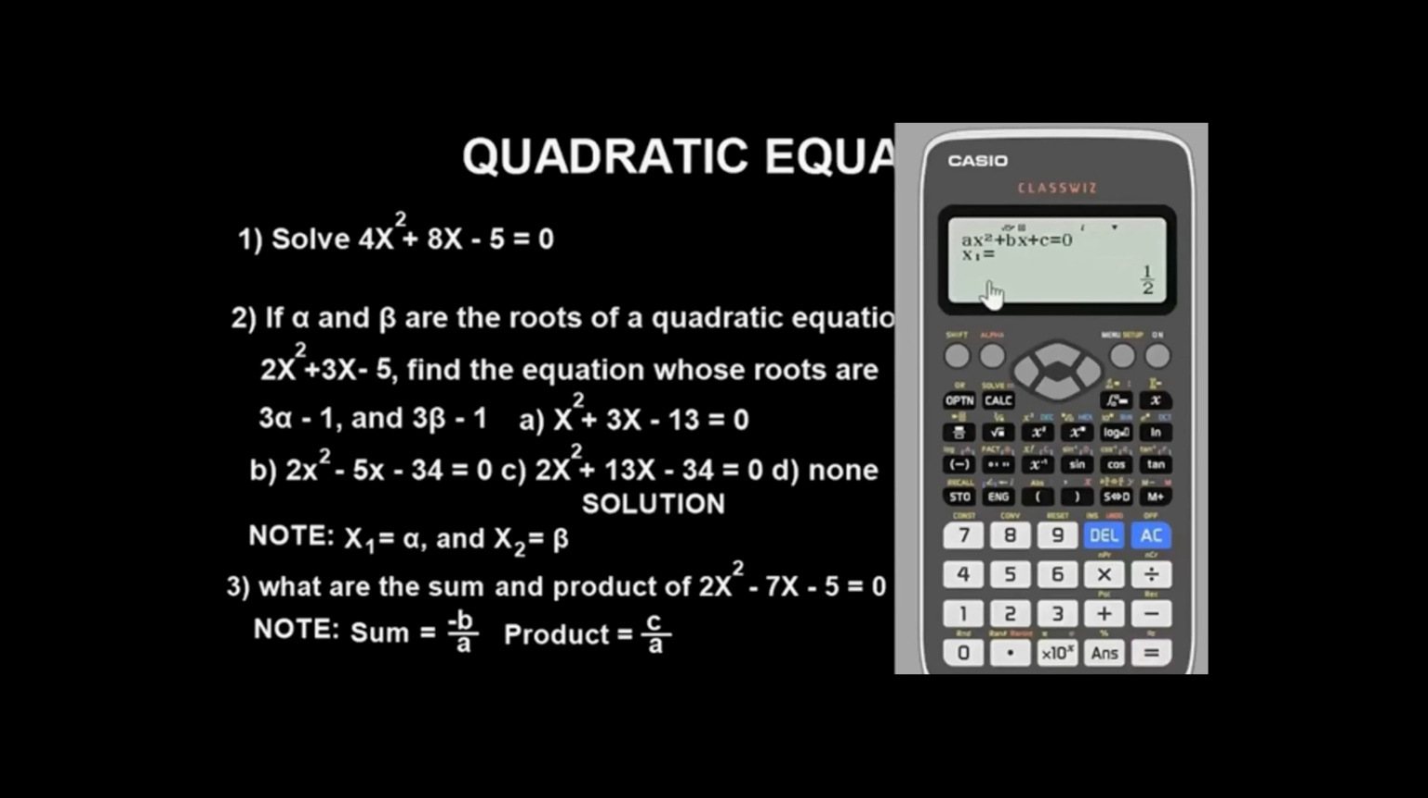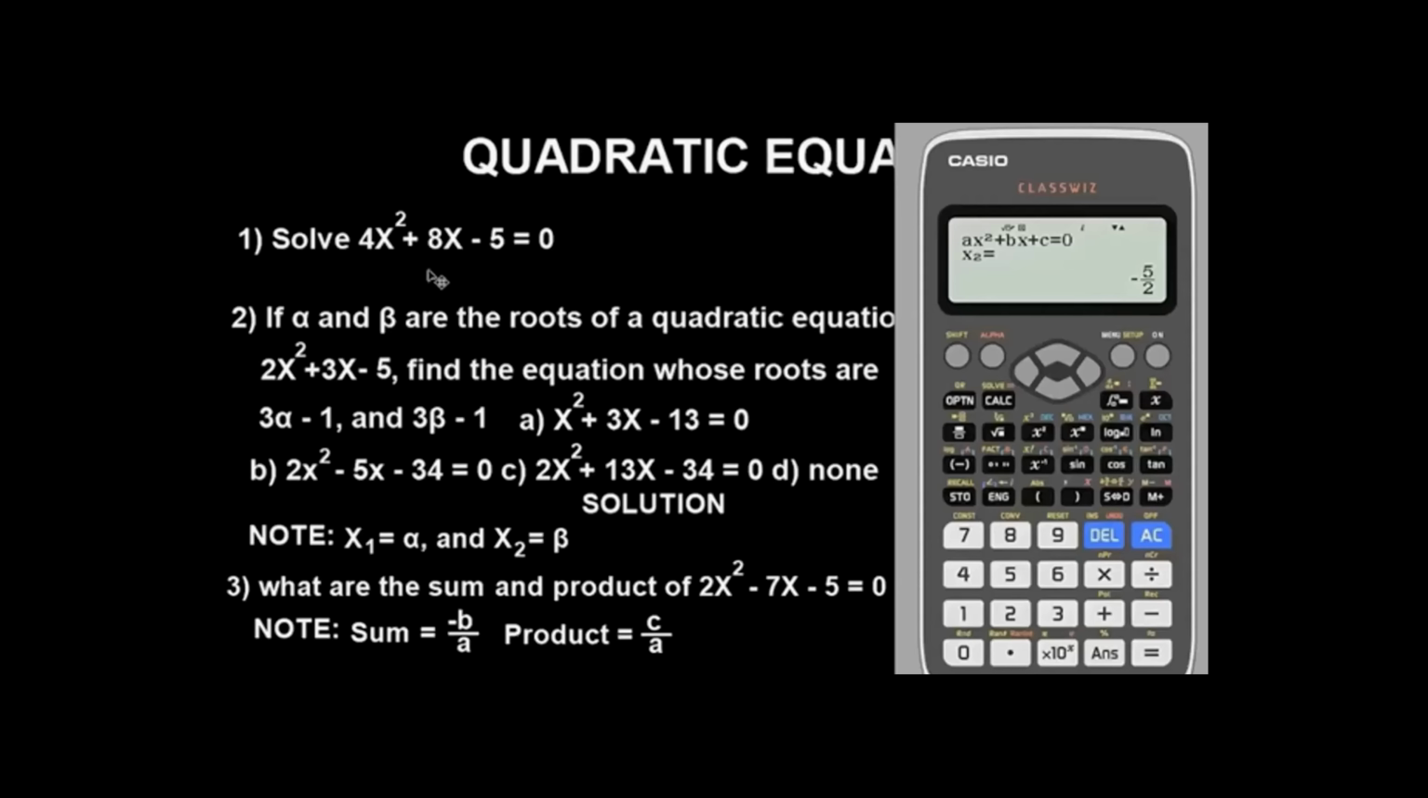So our x1, the first root, is what? 1/2 or 0.5. Then our x2, the second root, is what? -5/2. So guys, the roots of this quadratic equation are 1/2 and -5/2. So that will be the answer for this question, guys.